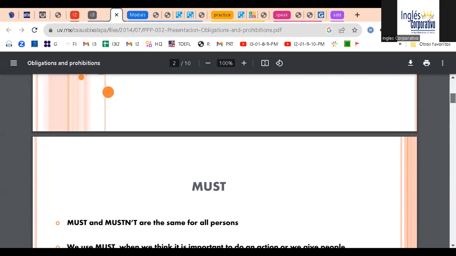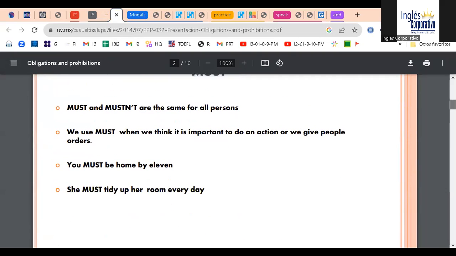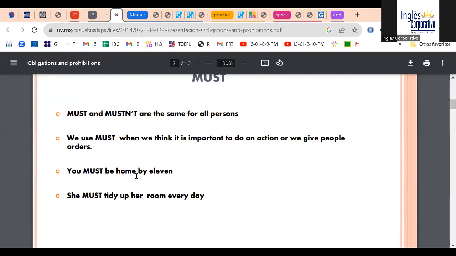Okay, and let me see, must. So you must be home by 11. So we use must when we think it's important to do an action or we give people orders. So you must study more. So we think something is important, and should, remember, is for advice.